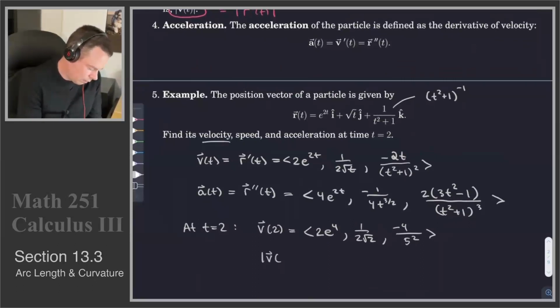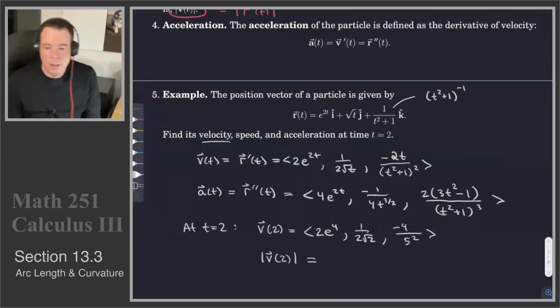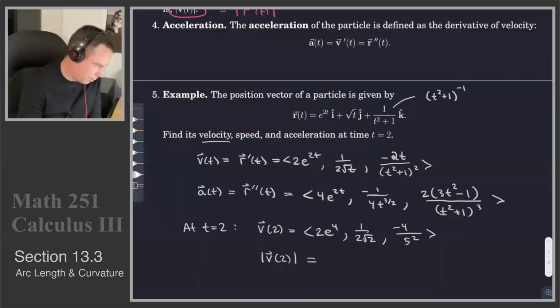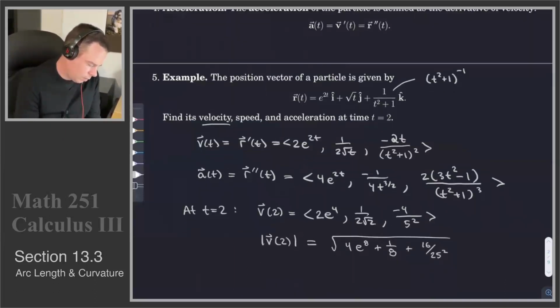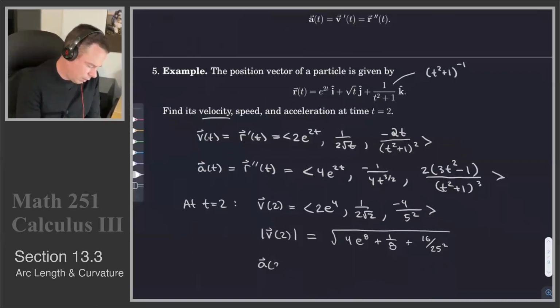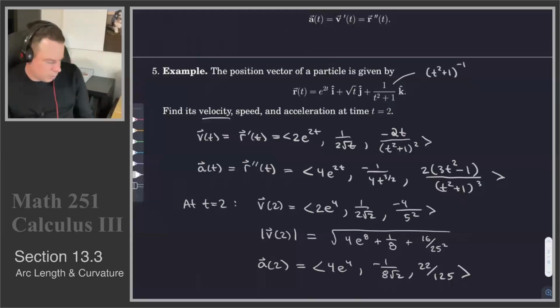We're interested in speed. Speed is the magnitude of the velocity. I don't want to use s for speed because we use s for arc length already. So speed is just the magnitude of the velocity vector, and we can compute that magnitude. It ends up being the square root of 4e to the 8 plus 1 over 8 plus 16 over 25 squared. So that's our speed. And then our acceleration at time 2: we just pop 2 into our acceleration formula, and we get this result here. So there's our acceleration vector.